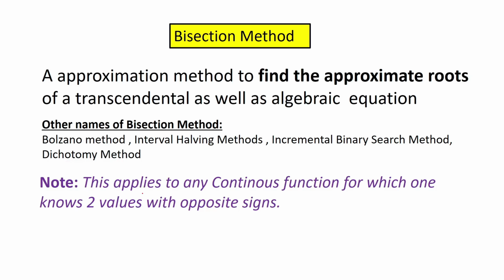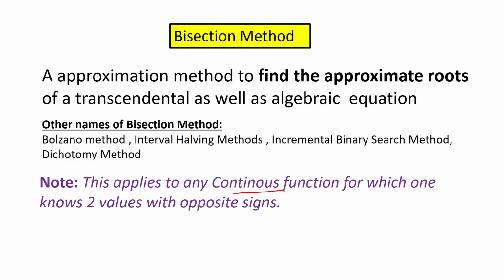Now there is a note that you can see here. The bisection method applies to any continuous function for which we know two values with opposite sign. Now what does it mean? That we will see later in the video, but we should know what a continuous function is. So just to recall, this f1(x) is a continuous function, but this f2(x) is not a continuous function.